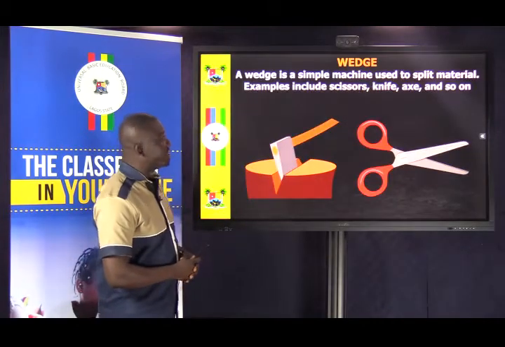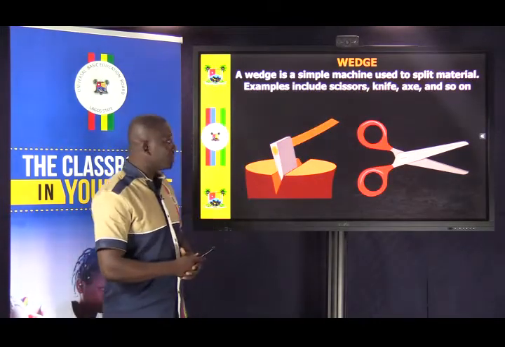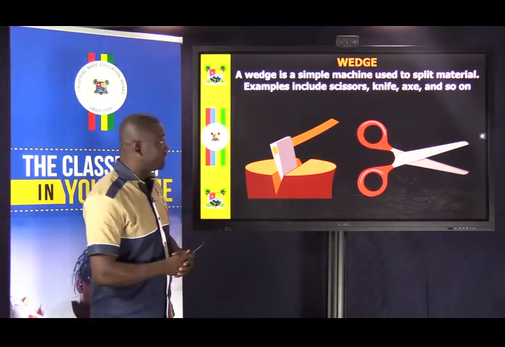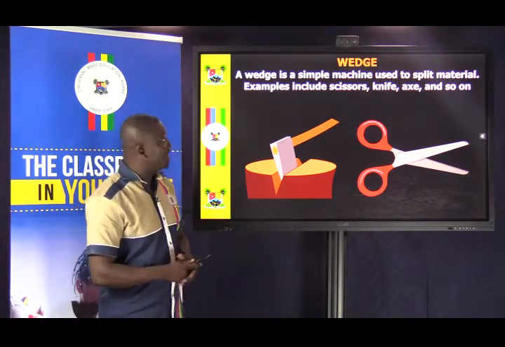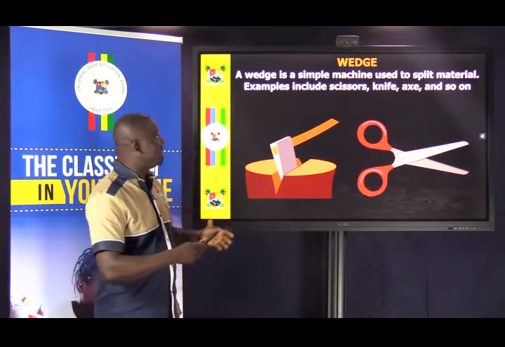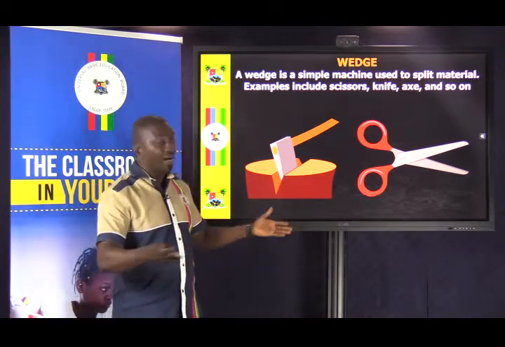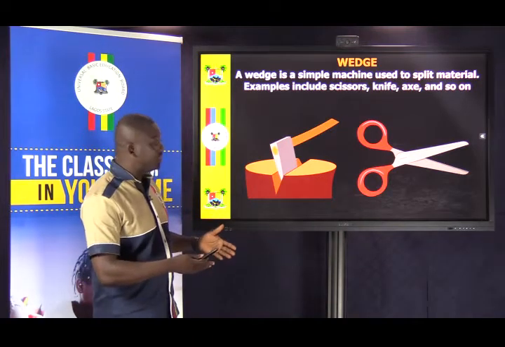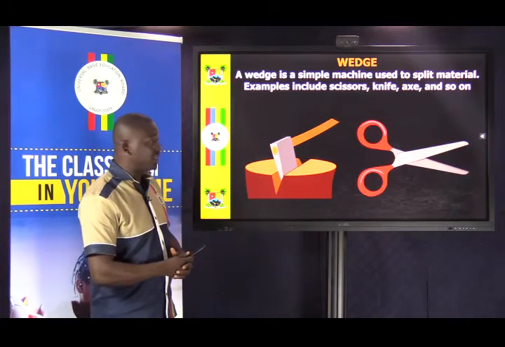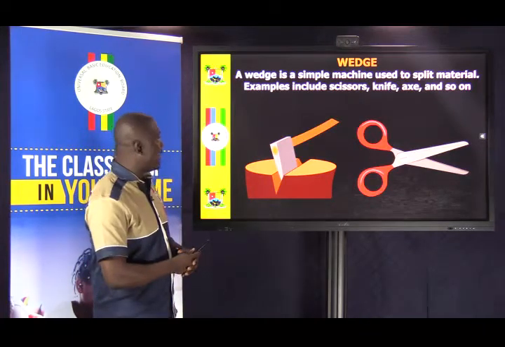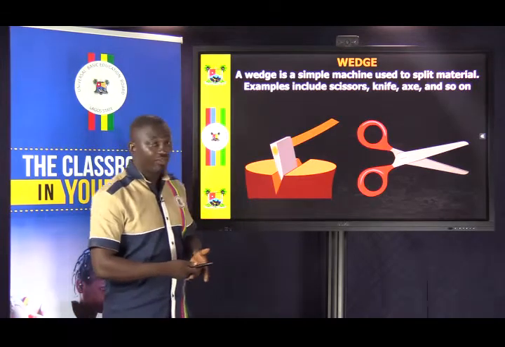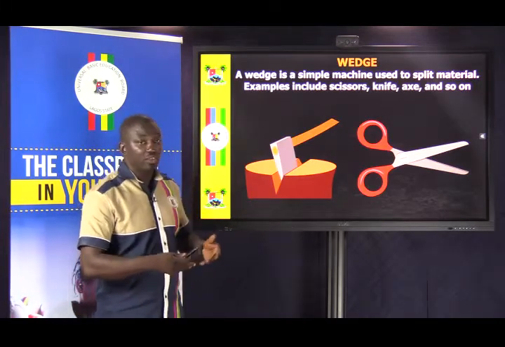All right, let's move on to the next one, wedge. Wedge is the third one we are looking at. Of course, we are looking at simple machines, okay? And what is a wedge? A wedge is a simple machine that is used to split materials into two or into many parts. So you can use a wedge to split materials into different parts. And examples of wedge include scissors, knife, axe, and so on.